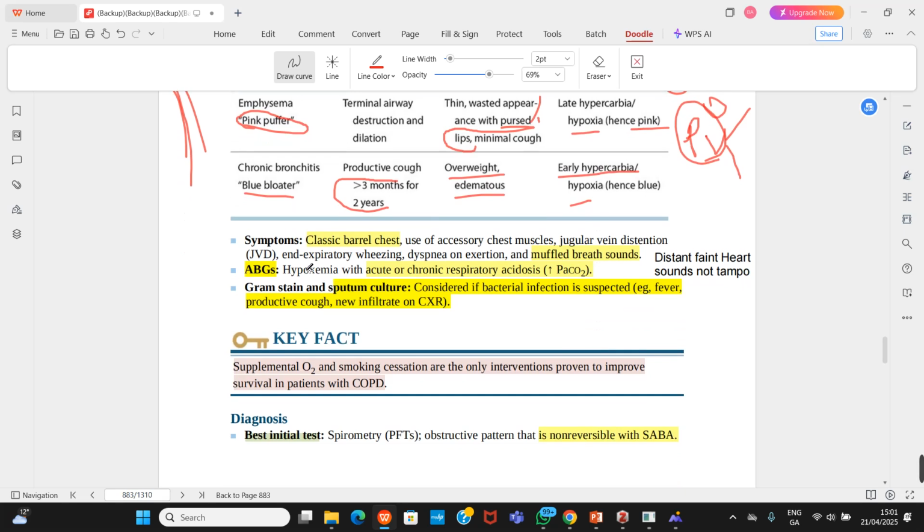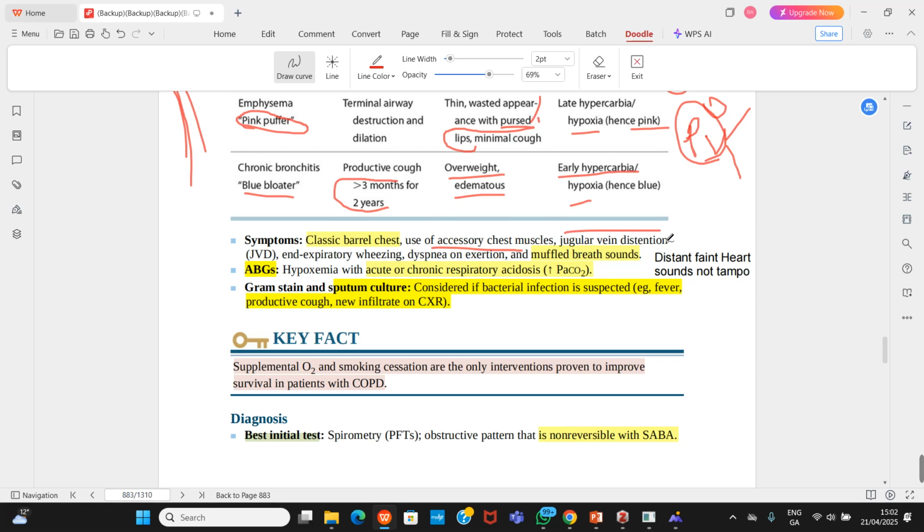So what are the symptoms? They have a classic barrel chest. If you look at their chest, it's flat like a barrel, very flat. They look lean, especially the pink puffer, the emphysema. They'll be using the accessory chest muscles.